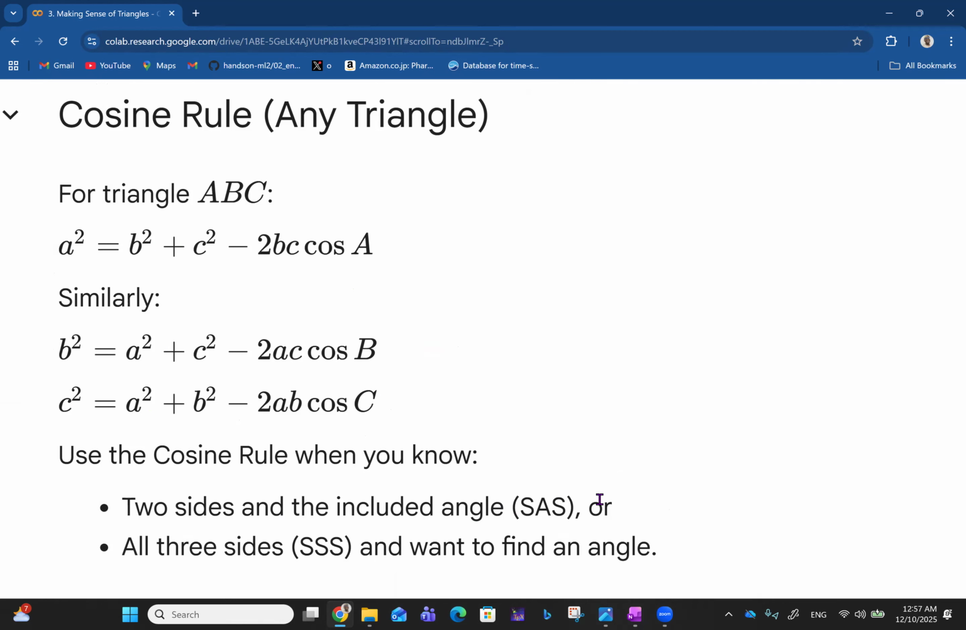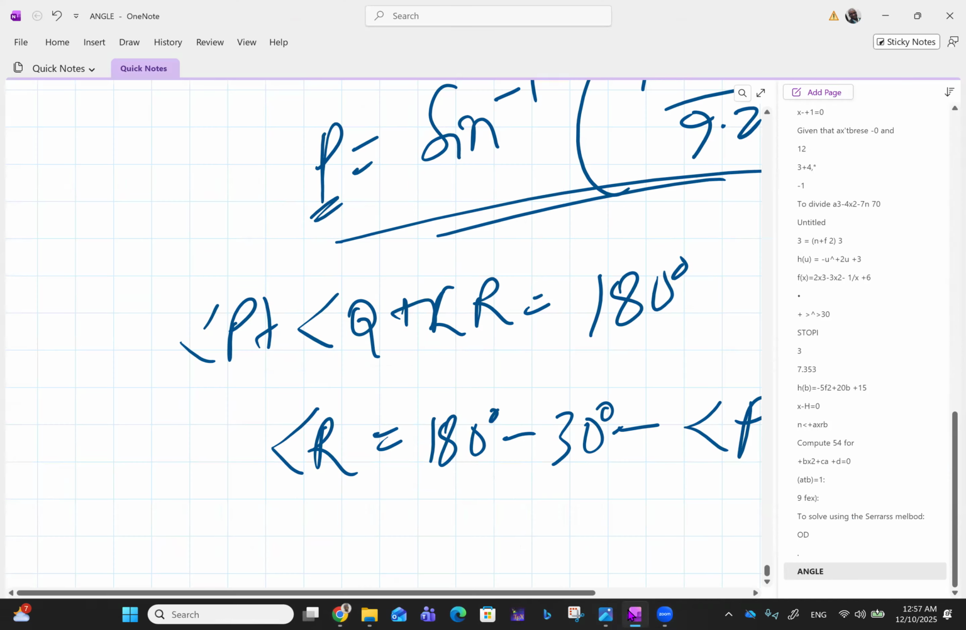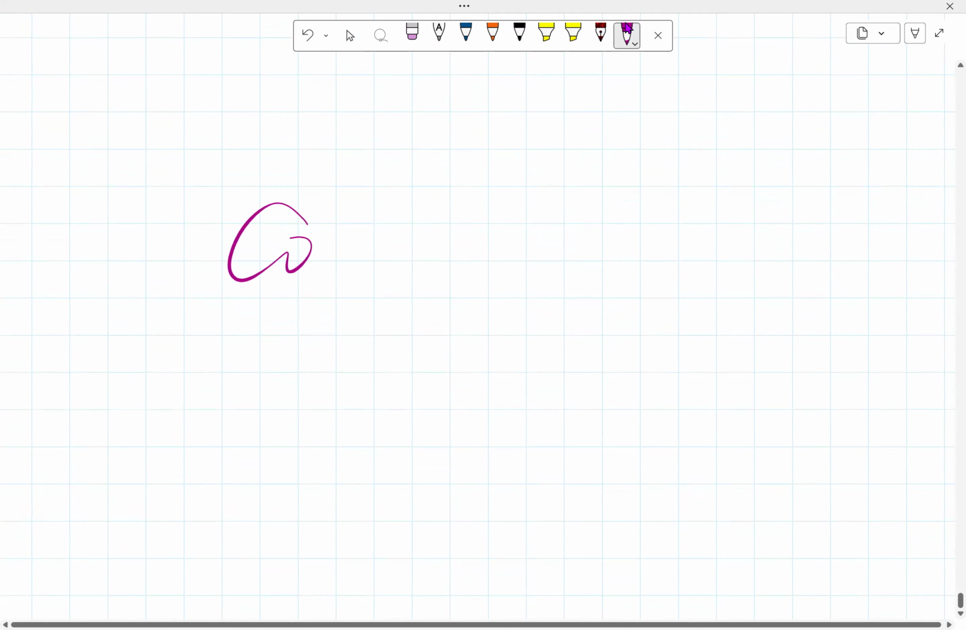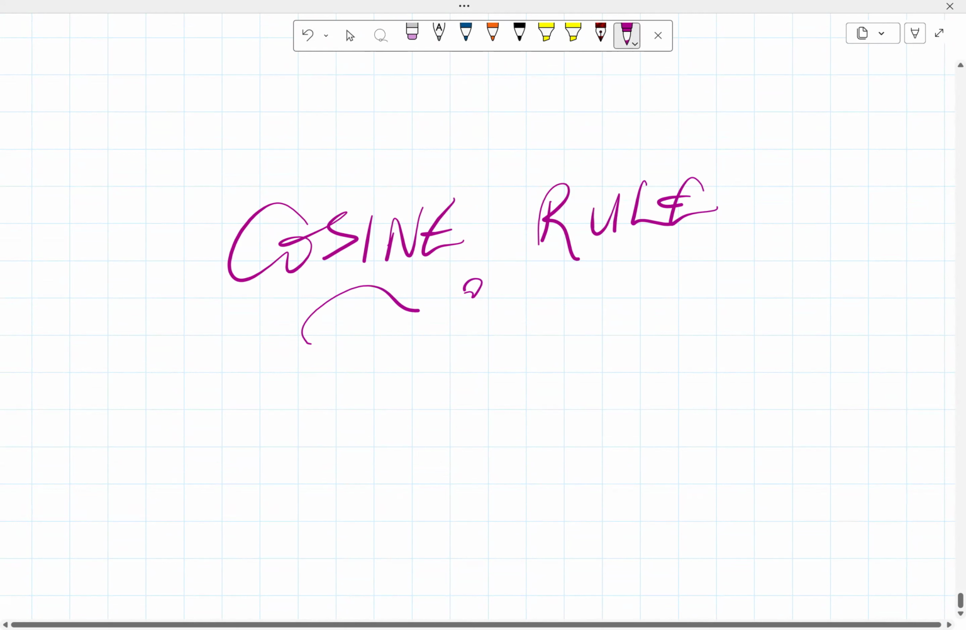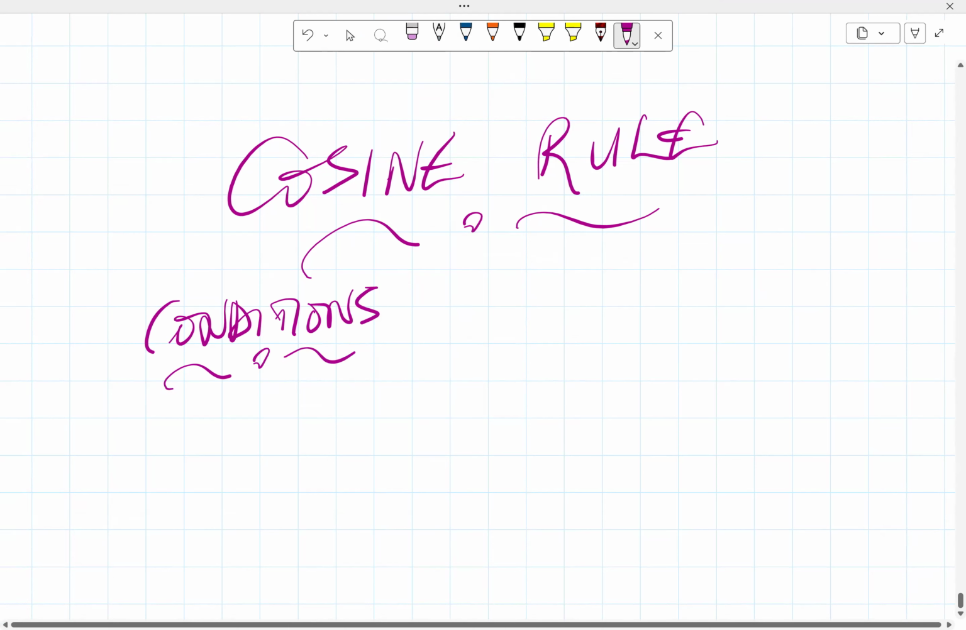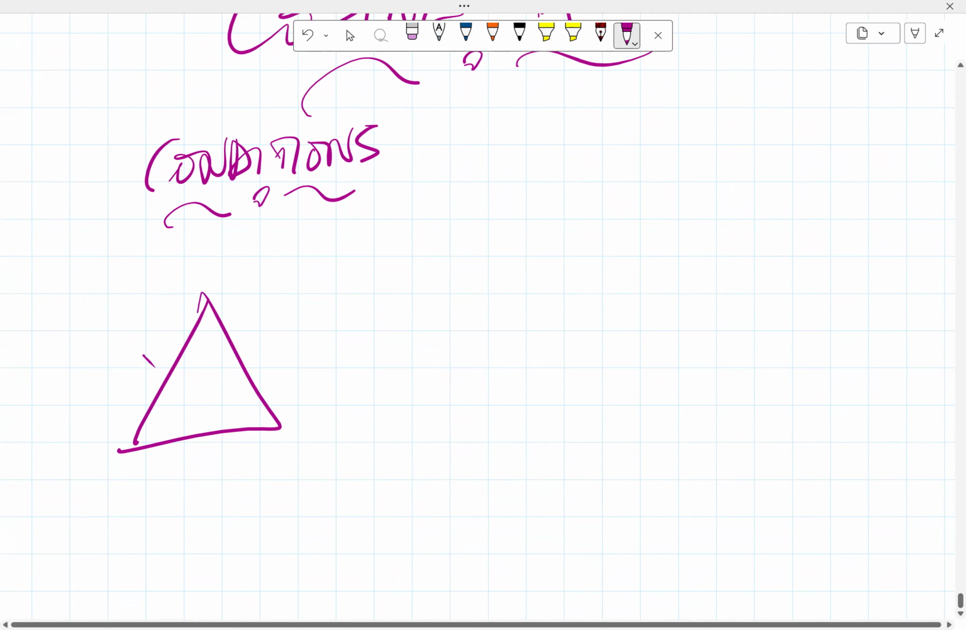That's side angle side. So all three sides, SSS, I want to find an angle. For instance, now, when do you use cosine rule? All right, cosine rule. If you don't know when to use either of them, just remember, I think it's easy to remember for cosine rule. Any rule that falls outside the conditions for cosine rule, then you just know you need to use sine rule automatically. So for the conditions now, you need two sides like this and the included angle.